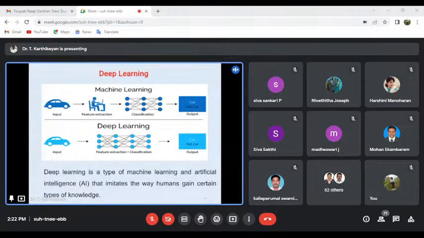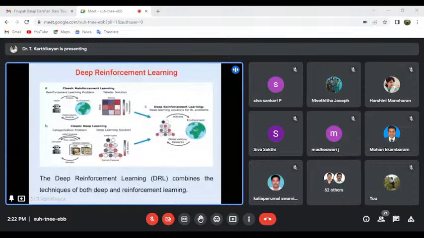So the next slide we are seeing is deep reinforcement learning. Deep reinforcement learning combines the techniques of both deep learning and reinforcement learning. The reinforcement learning algorithms are now combined with deep learning to create powerful deep reinforcement learning models. So here we are combining two techniques of machine learning. This technique has been used with great success in the fields of robotics, video games, finance, and healthcare.